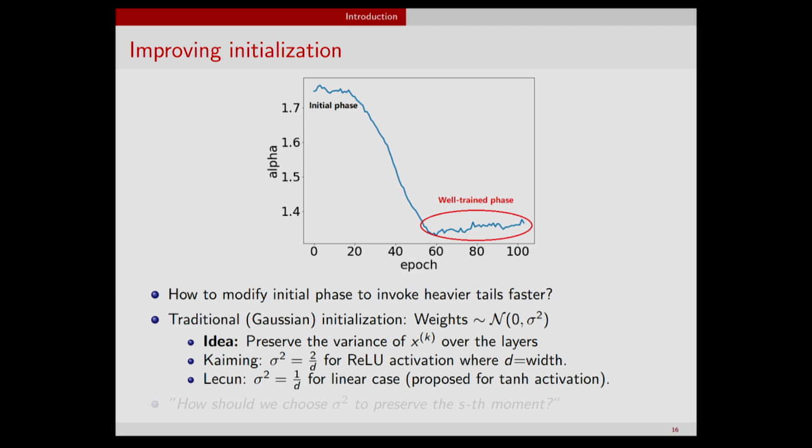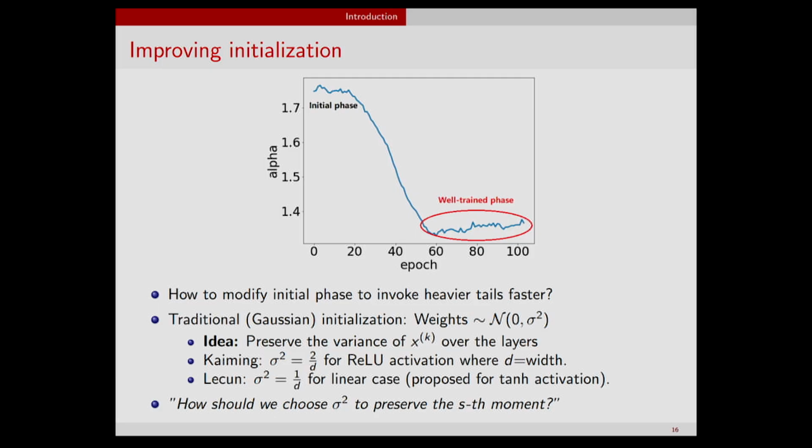Well, traditionally, the initializations that people use are based on preserving the variance over the layers. Otherwise, things blow up or go to 0, right? So the question is, can we preserve, for a Gaussian random initialization, for example, the s-th moment, where s can be less than 2, right? If you can do that, basically, you will immediately invoke some heavy tails just from the beginning.